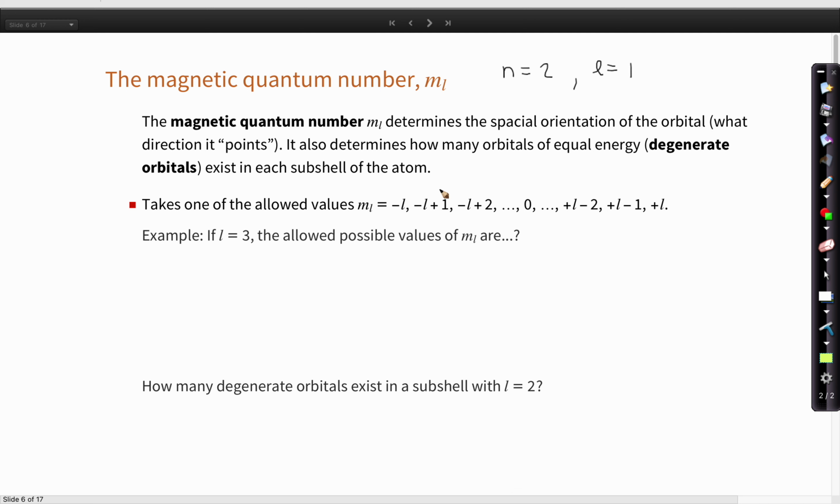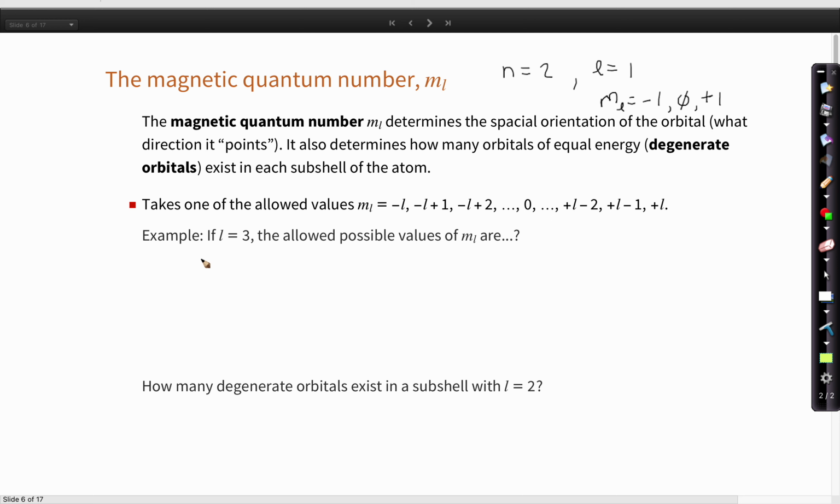And what it basically says is once you already know your L value, then you take minus the L value and you start adding 1 to it till you get back up to the L value. So in other words, for here, L equals 1. What could we do for m sub L? We would take minus the L value, that's minus 1, and then we start adding 1 to it. Minus 1 plus 1 is 0, and then 0 plus 1 is plus 1, and we've reached L again. So m sub L here could be minus 1, 0, or plus 1.